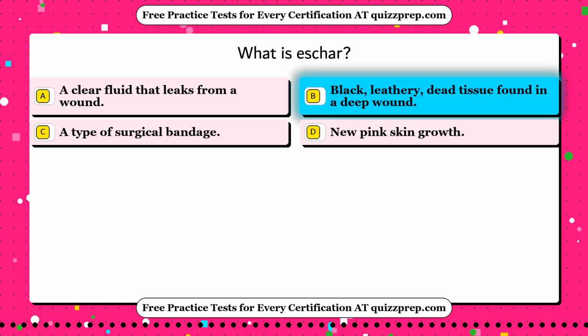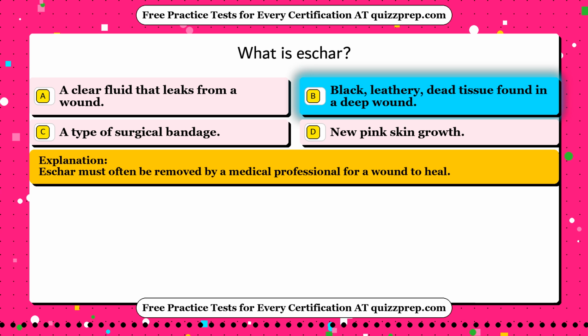The correct answer is option B. Black, leathery, dead tissue found in a deep wound. Eschar must often be removed by a medical professional for a wound to heal.